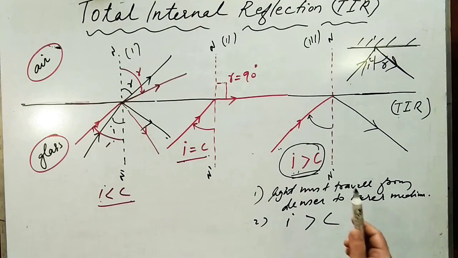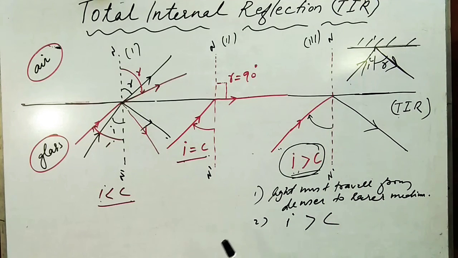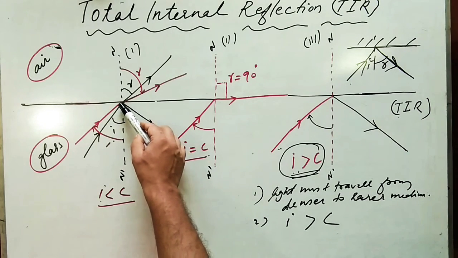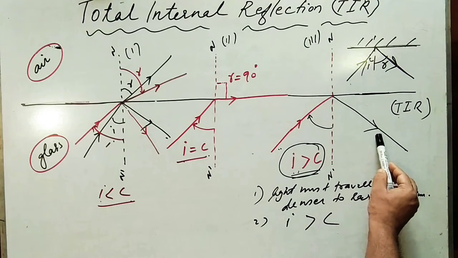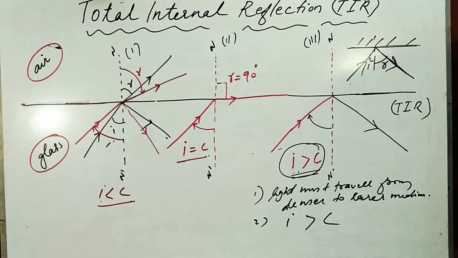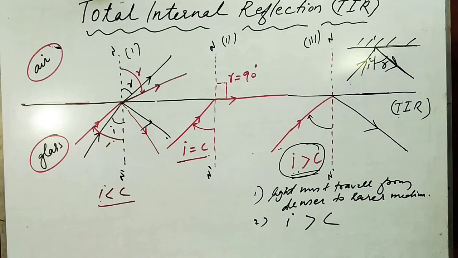In case of total internal reflection, you can see that the total energy is getting reflected back to the same medium. But in case of normal reflection, some part of the energy is lost. Alright, that's one difference. The entire light is getting reflected back in case of TIR, but in case of normal reflection, only a part of it is getting reflected back. There is no loss of energy in case of TIR, and there is some loss of energy in case of plane reflection or normal reflection. So these are the differences between normal reflection and total internal reflection.